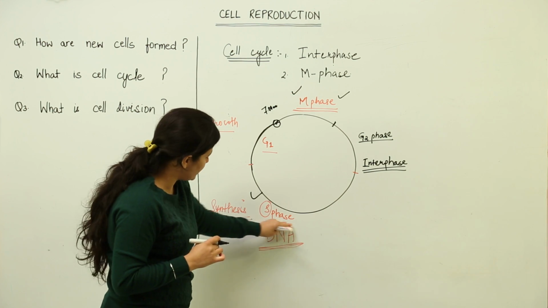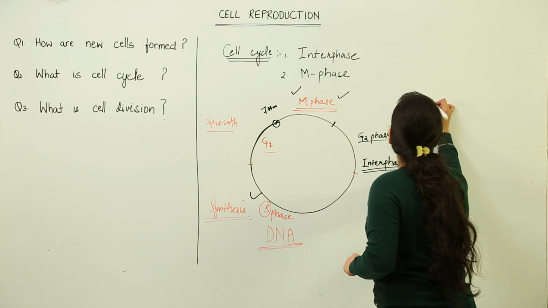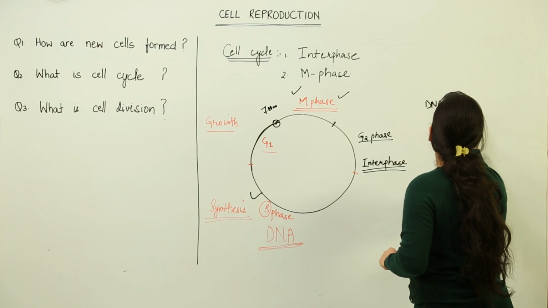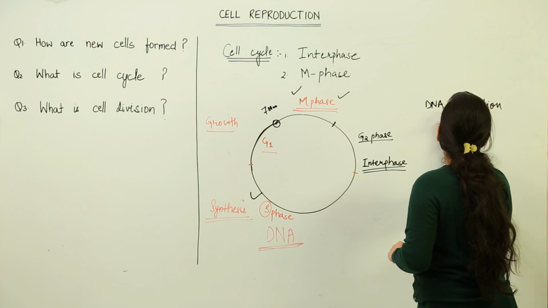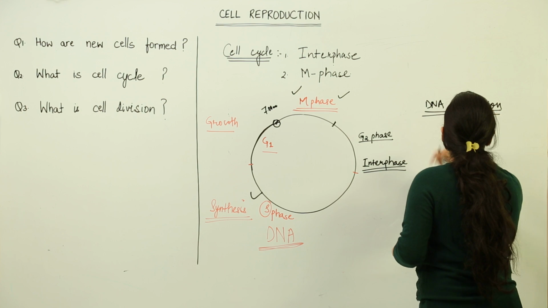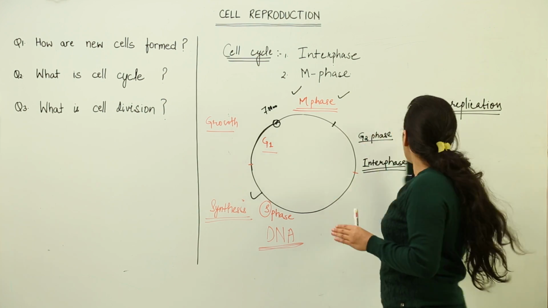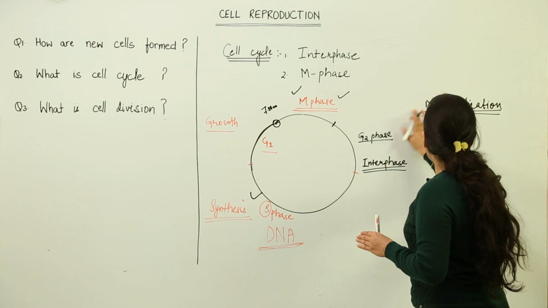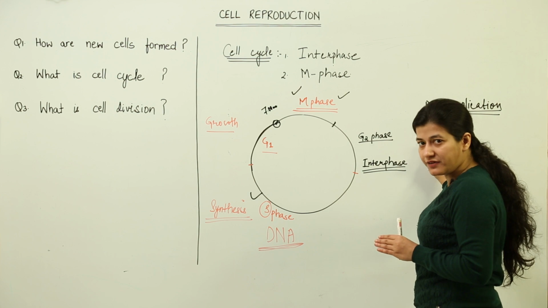Now what happens in S phase is the synthesis of DNA. That means I am talking about DNA replication. In case you are not aware of what is DNA replication, have a simple understanding that DNA replication is the preparation or the completion of creating a blueprint for cells' activities.